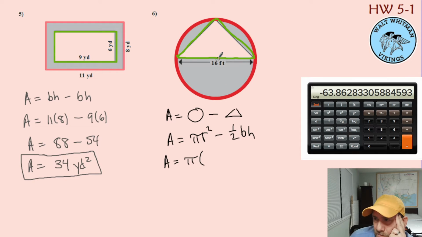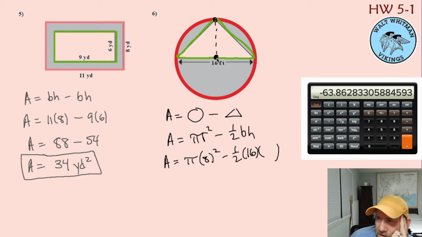So the radius should be 8, because of course it's only half of the diameter. Then the base of our triangle, well, the only dimension we have is that 16. So we'll let 16 be our base. We've got to figure out the height, but if you look closely, you can see that the height falls straight down from the top of our triangle down to the middle here.